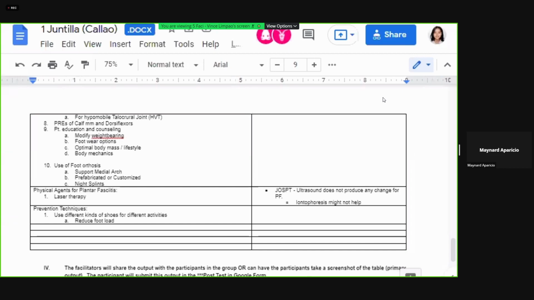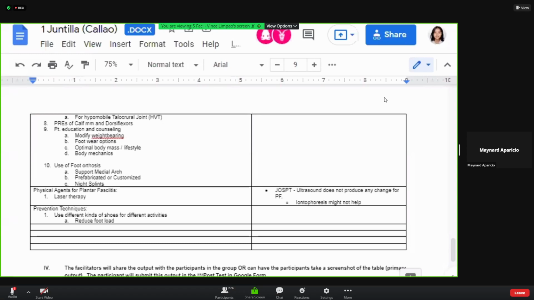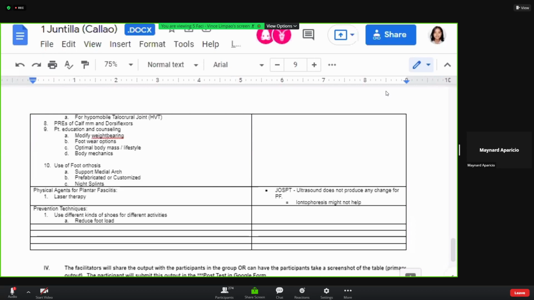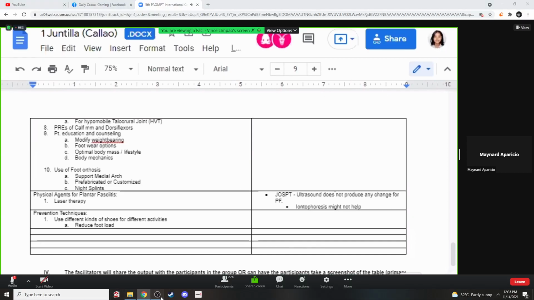For physical agents, only laser therapy, and for prevention technique, reduce foot load. Use different kinds of shoes for different things. Yeah, iontophoresis is also considered as well as phonophoresis. So that's all for group one.